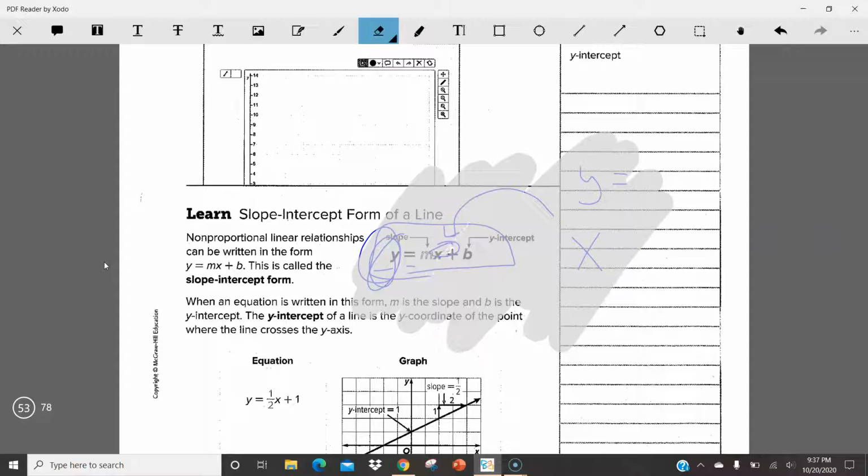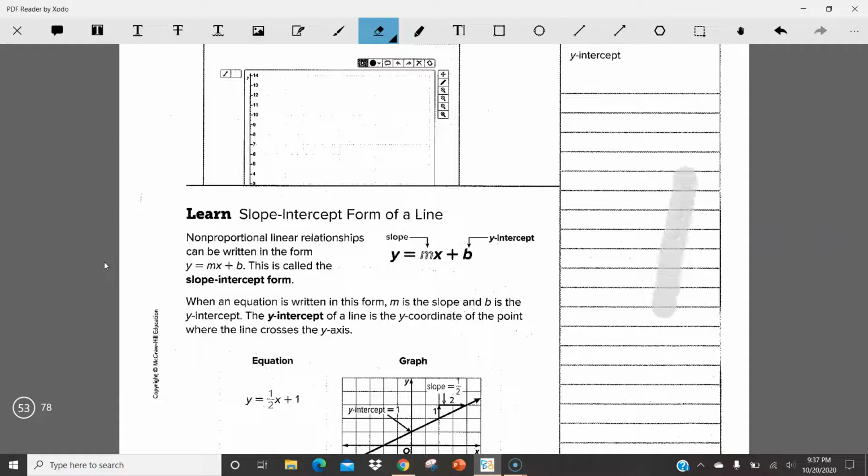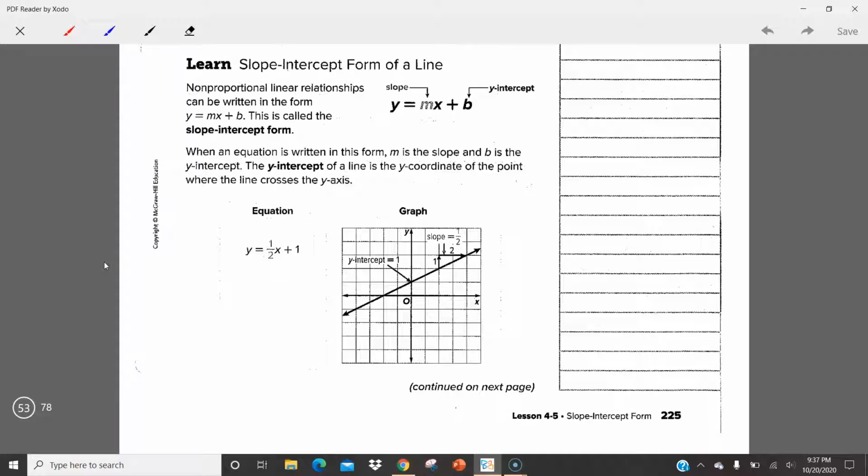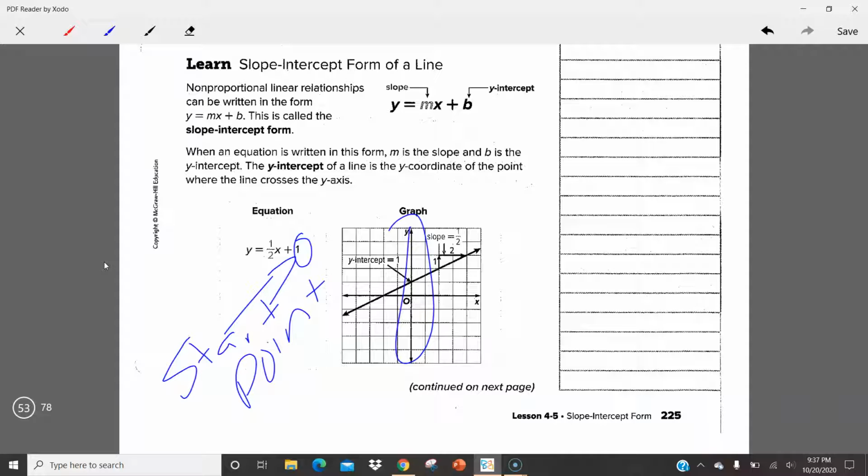When we're writing things in slope-intercept form or graphing from slope-intercept form, we need to know our intercept, because the intercept is where it hits the y-axis. If you know what your intercept is, positive or negative, that's your starting point. So when we graph it, we have to start from the intercept and move based on our slope.